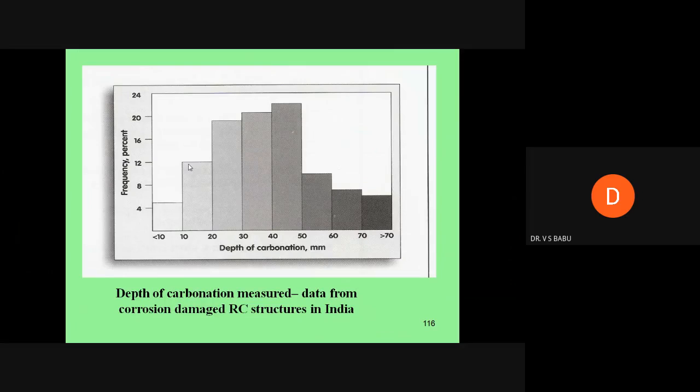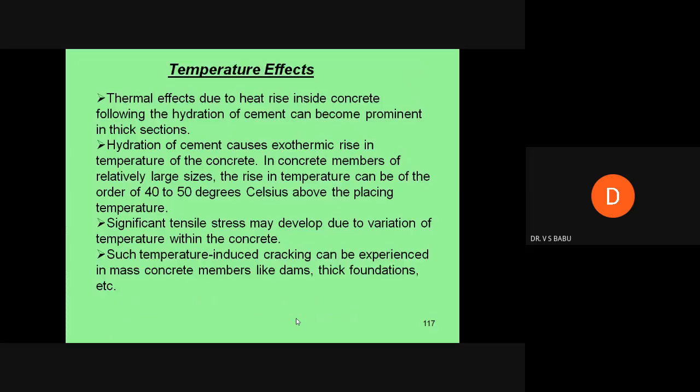Now the depth of carbonation measured in the case of damaged RC structures in India. Suppose some data has been collected by someone, showing the depth of carbonation and the frequency percentage. Because of the presence of carbon dioxide, carbonation means the concrete will become a reddish skin tone. So that is called carbonation.